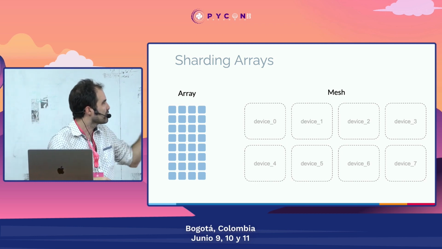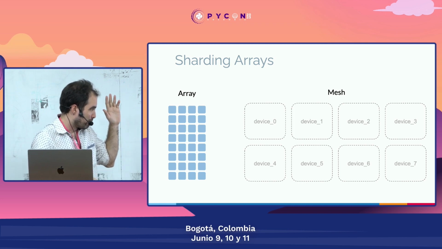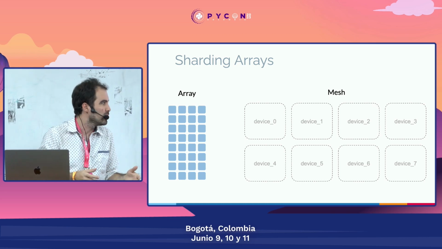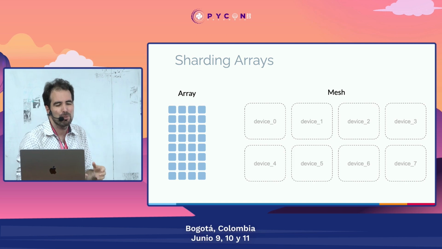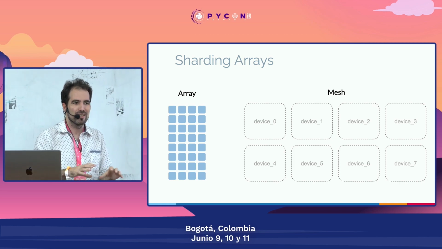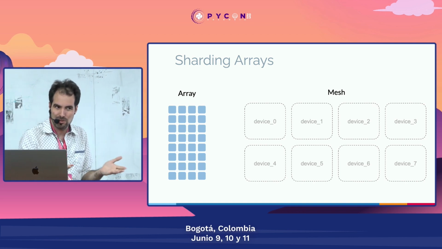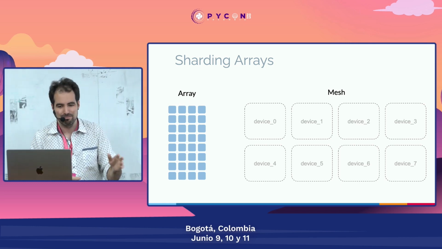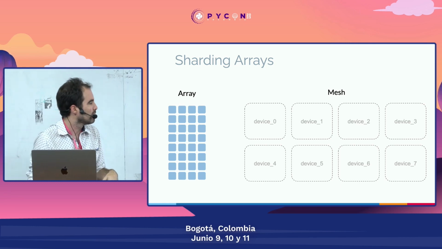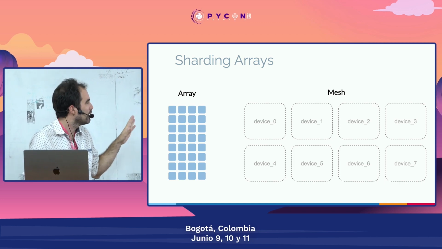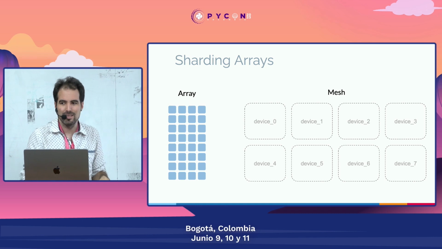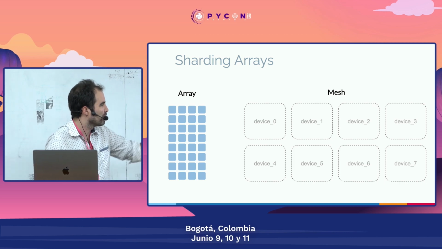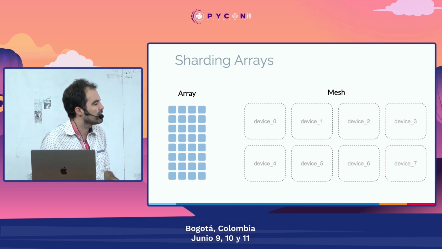throughout the talk. Sharding. So what do we have? We have a mesh of devices. That could be, let's say, a TPU or a GPU pod. It's usually one of these. Imagine a machine with 8 GPUs. That's a typical scenario. And we have an array, whatever array, tensor, whatever you want to call it. And we're going to see how to distribute this array into a pod, but in JAX terminology, we call this a local mesh.